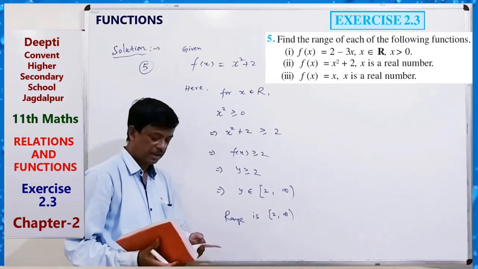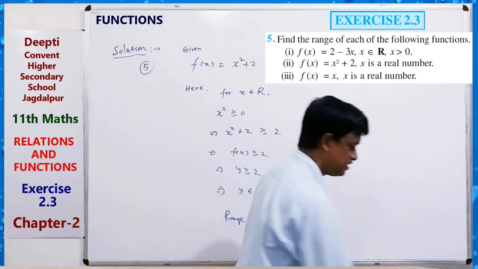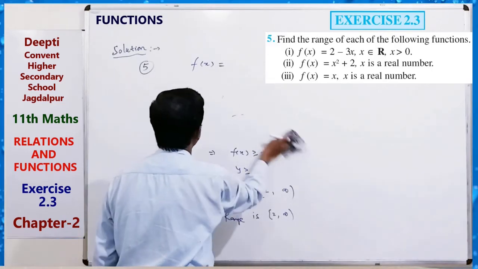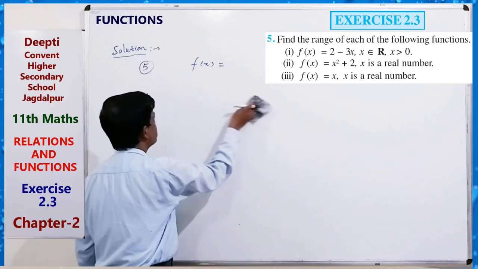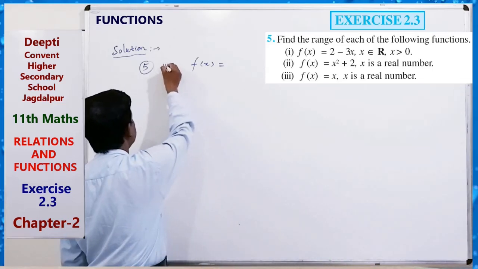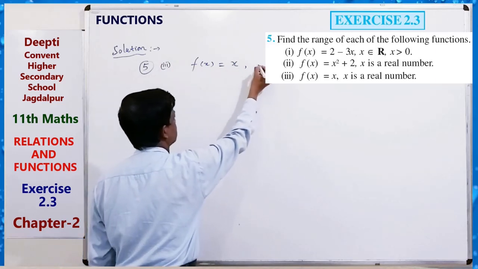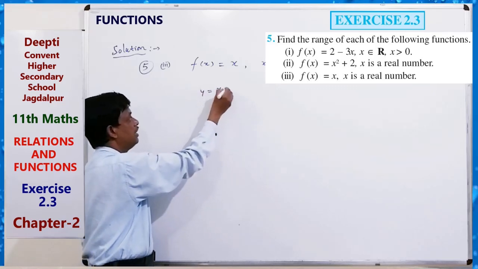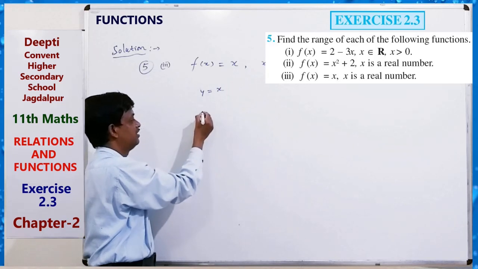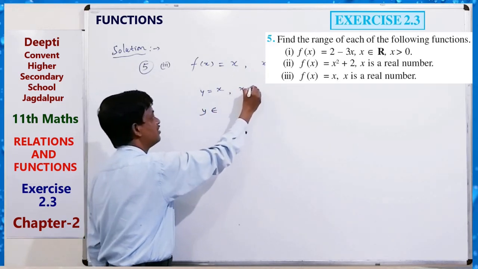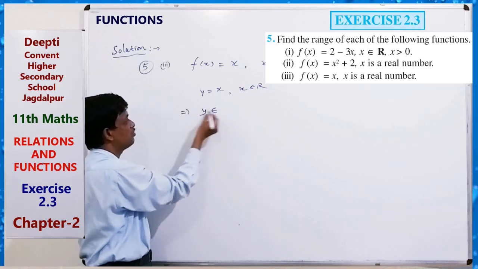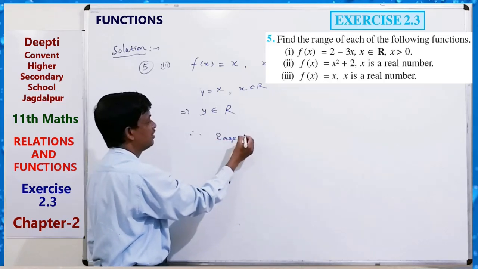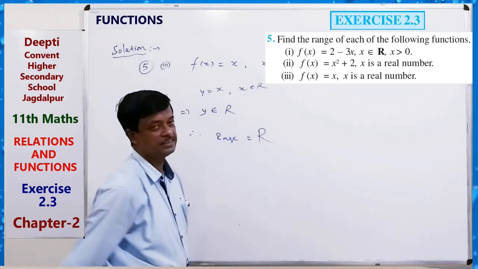Similarly, the third question is f(x) equals x, the identity function, where x belongs to R. Since y equals x and x belongs to R, y also belongs to R. Therefore the range is the set of real numbers.